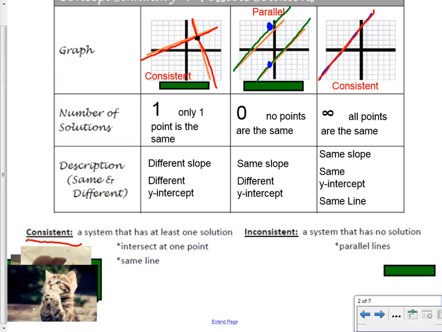An inconsistent system is one that would have no solution. The only way to have that is when we have our parallel lines. So that would be an inconsistent system.